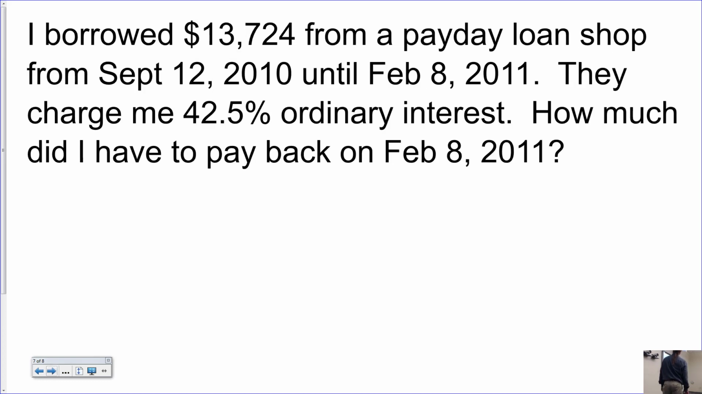And just to review, because it makes me nervous. Forgot to change the numbers though. I borrowed $13,724. Don't ask me where that number came from, folks. I was just typing numbers when I created this 2 or 3 years ago. And I borrowed it from September 12th until February 8th. They're a really good payday loan shop, so they only charge me 42.5% interest. How much do I got to pay back on the 8th?